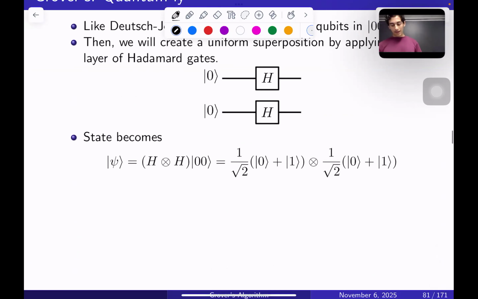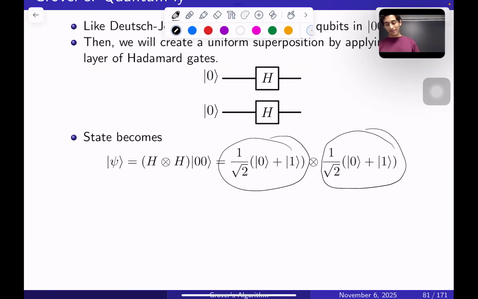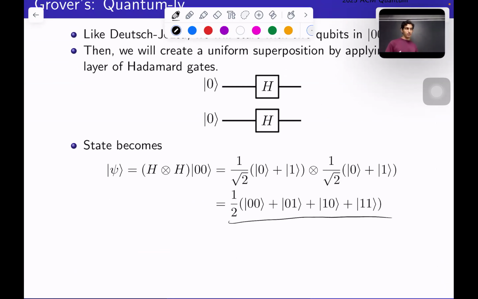H on the first 0 gets you this combination of 0 and 1. H on the second 0 gets you this same combination of 0 and 1. Combine the tensor products, and you get an equal combination of 00, 01, 10, and 11, all weighted by 1/2. So yeah, good.